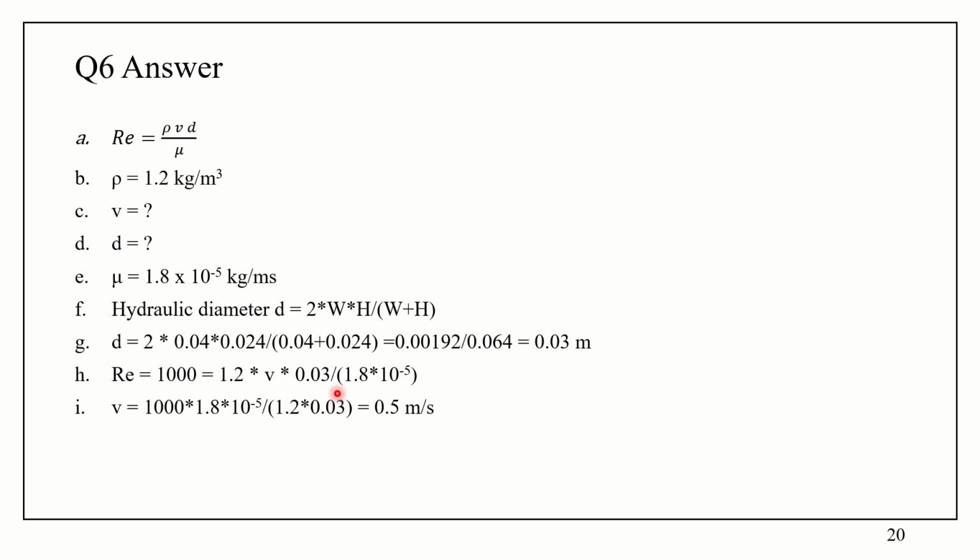So we are keeping the unknown on one side and taking all other terms to the other side. We are getting it as 1000 into 1.8 into 10 power minus 5 divided by 1.2 into 0.03. So answer is 0.5 meter per second. So that is the answer. I hope it is clear for you now. V equal to 0.5 meter per second is the right answer.